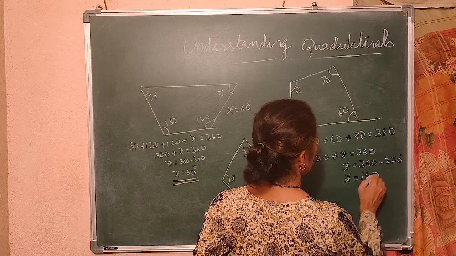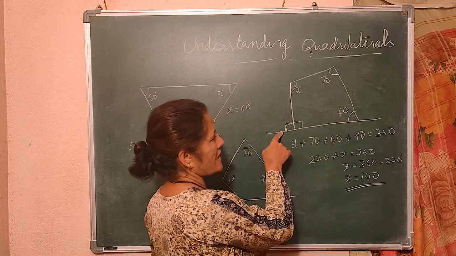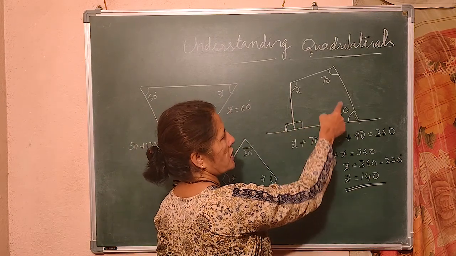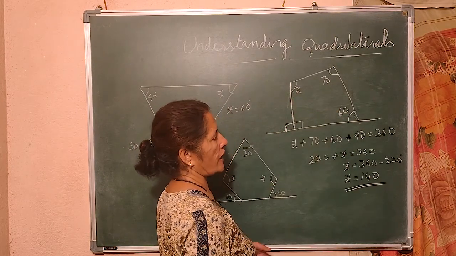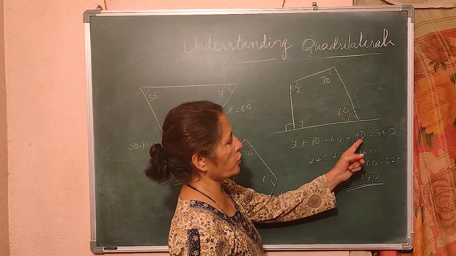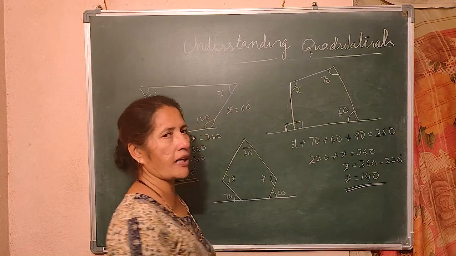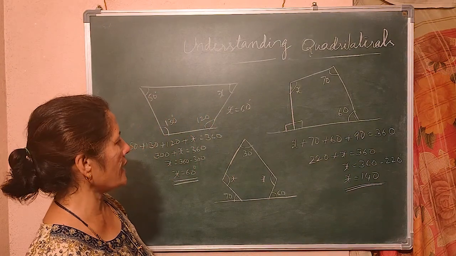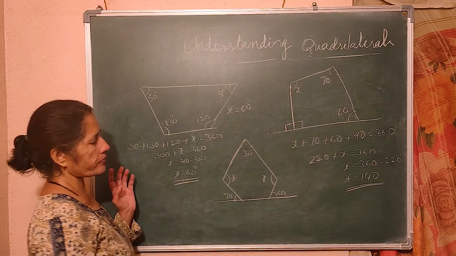Am I right? So if this is 90, this is also 90, 60, 70, x. So 90 plus 60 plus 70 is 220, and 360 minus 220 is 140. Understand? Now you come here.